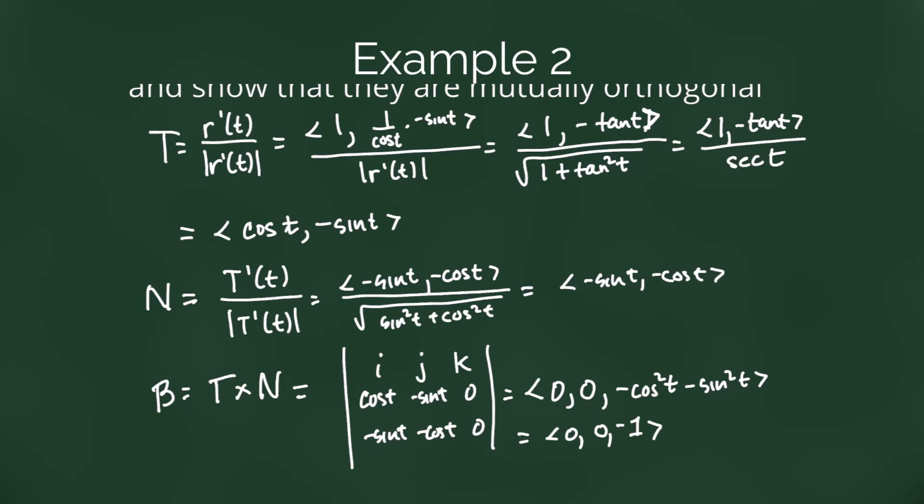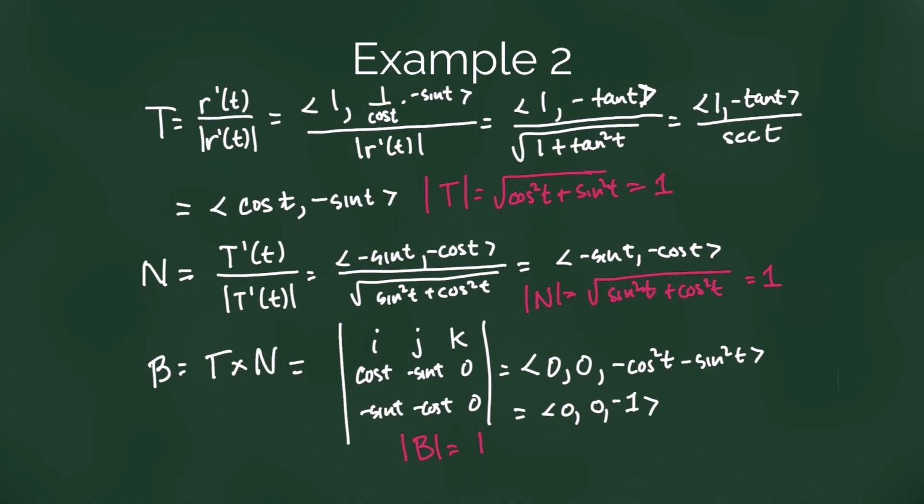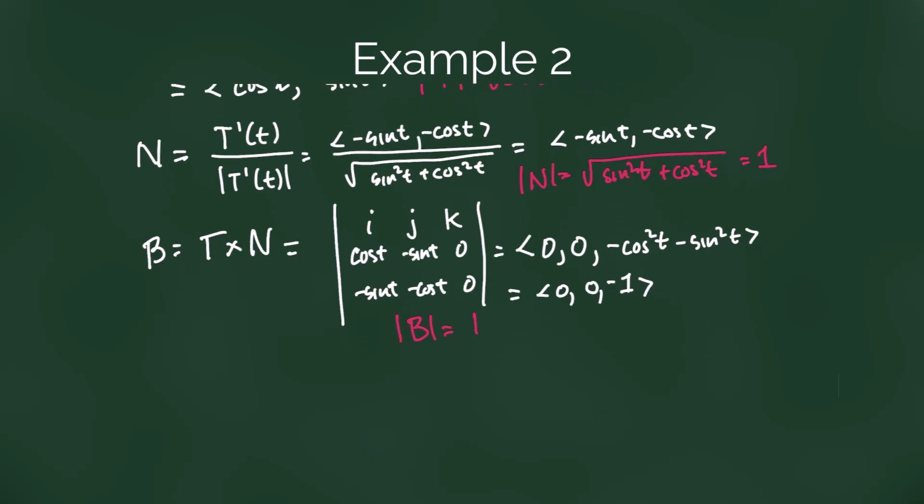Now, we were also charged with showing that they're all unit vectors and that they're mutually orthogonal. So let's go back and do our magnitudes. The magnitude of T is going to be the square root of cosine squared t plus sine squared of t, which we know is 1, so that one checks. The magnitude of N is very similarly the square root of the sine squared of t plus the cosine squared of t, which is 1. And then the magnitude of B is just the square root of 1, which is 1. So that checked out.